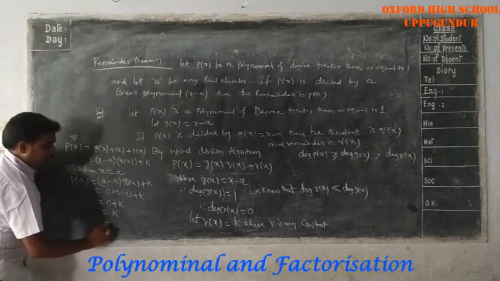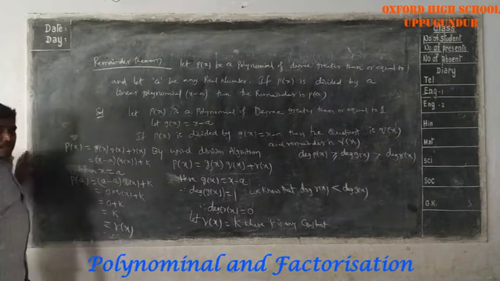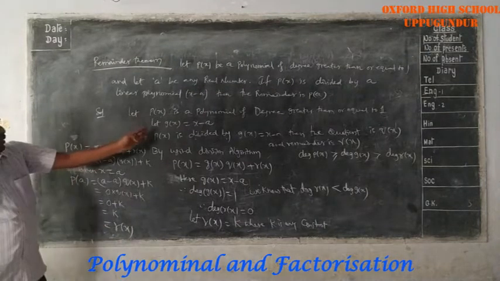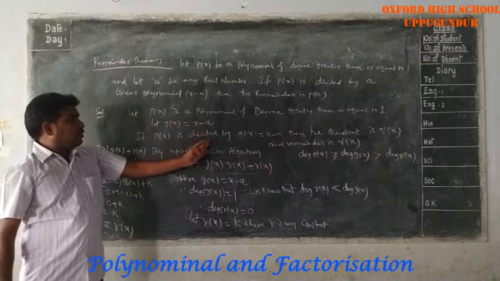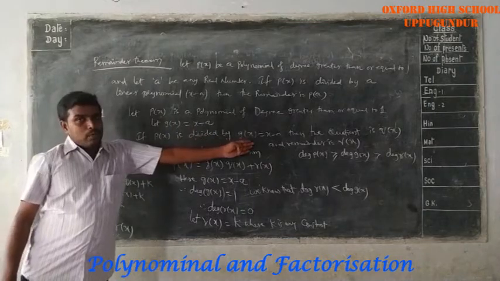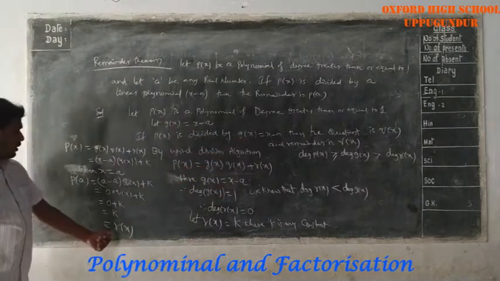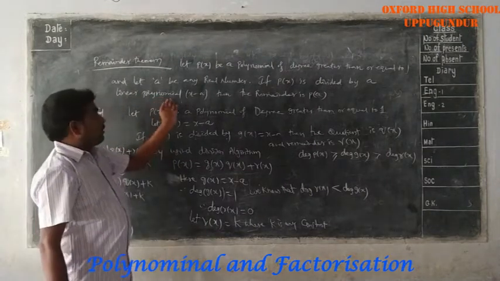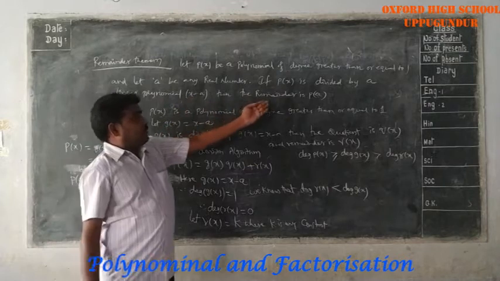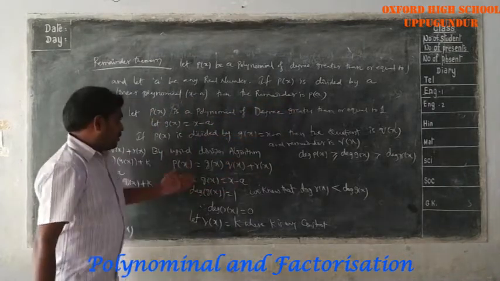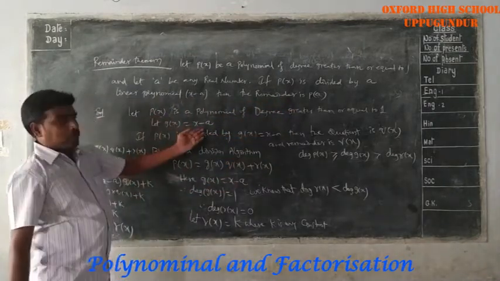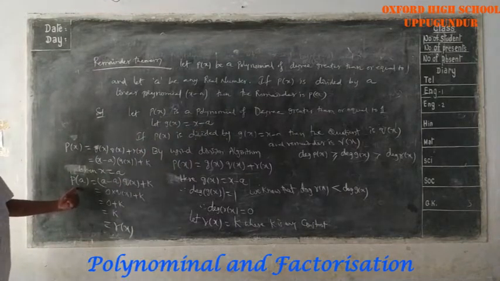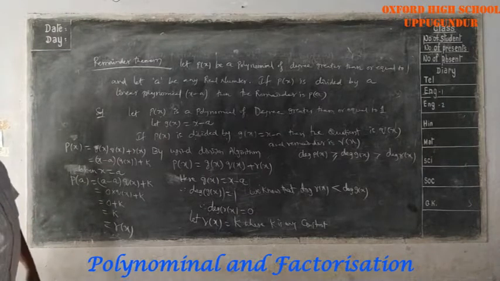k means what? r of x. r of x means remainder. Remainder is p of a. So we are dividing a polynomial with the linear polynomial x minus a. What is the remainder we are getting? p of a. Any polynomial divided by a linear polynomial, what is the remainder? p of a. Here we are dividing p of x with x minus a. What is the remainder r of x we are getting? p of a. So in this way you can prove the remainder theorem.